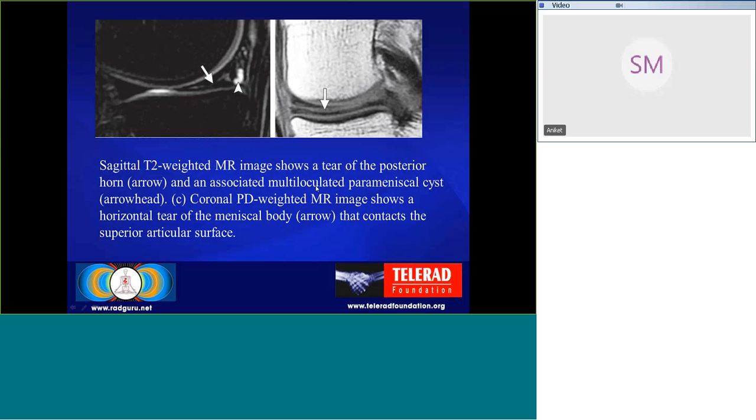A sagittal T2 weighted MR image shows a tear of the posterior horn of the meniscus with a small parameniscal cyst. Similarly, the same horizontal tear on the coronal shows the horizontal signal in the body of the meniscus that contacts the superior surface. Here also peripherally, there is intra-articular extension with a small parameniscal cyst. This is the horizontal tear.